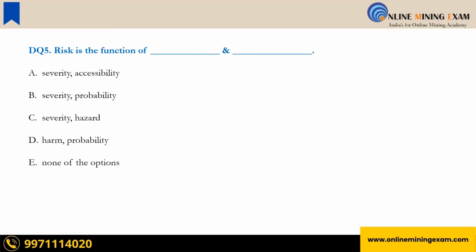Now again, this is question number 5, which has been asked in the DGMS exam. Risk is the function of: first, severity and accessibility; second, severity and probability; third, severity and hazard; fourth, harm and probability; fifth, none of the options. Okay, answer. I'll explain about this topic, but let's try, so that I can also see what you people are answering.